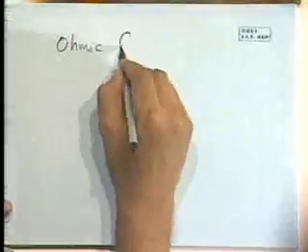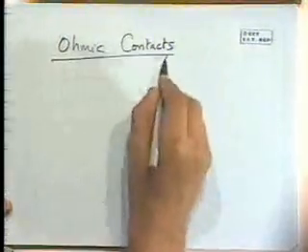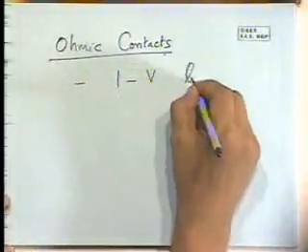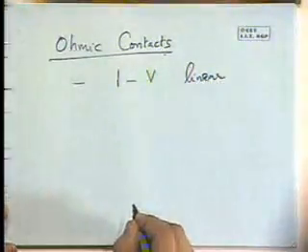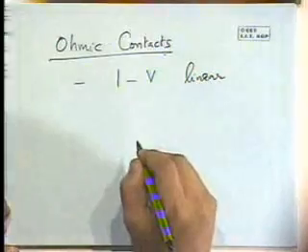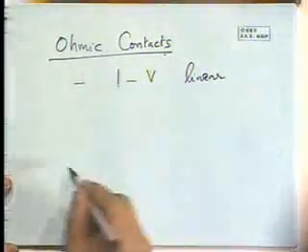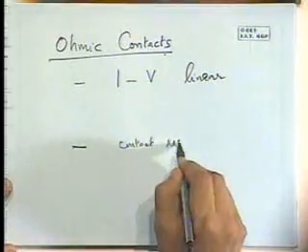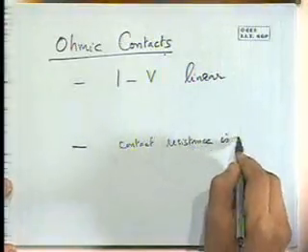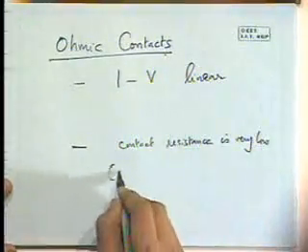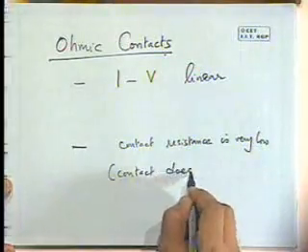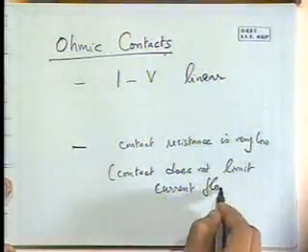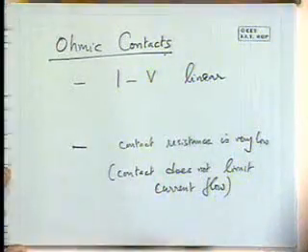Briefly then, for ohmic contacts, I don't know how much time I have left because we started a little off. As I said, we want the characteristics to be linear, though in reality some degree of non-linearity is also acceptable, as long as the second condition, that contact resistance is very low. In other words, the contact does not limit the current flow. Most of the resistance should be due to the semiconductor rather than due to the contact.